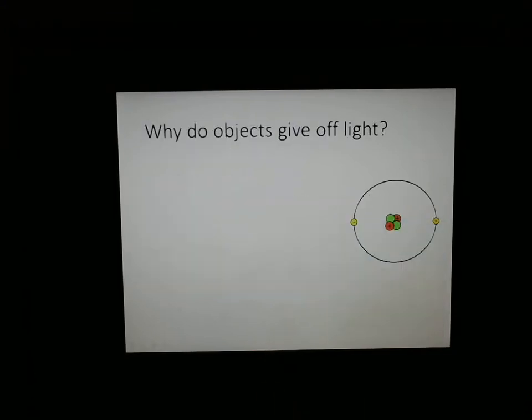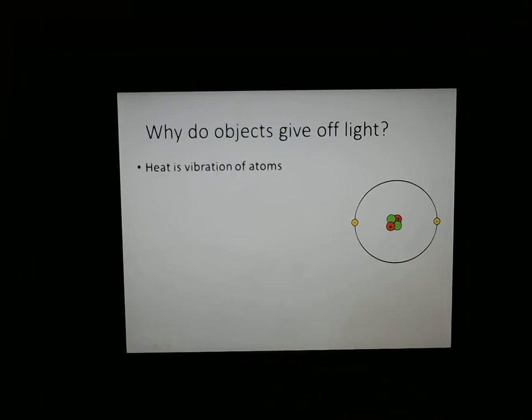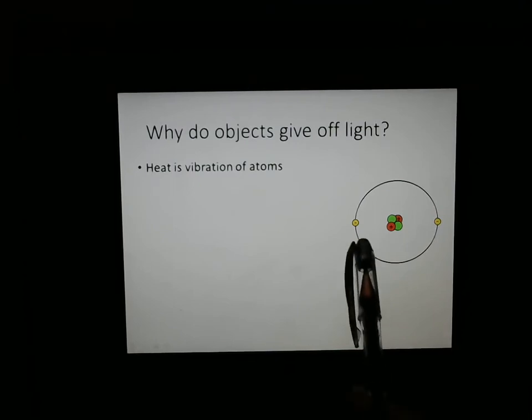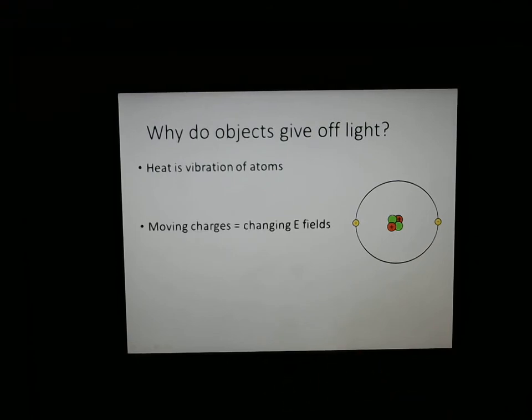So, why do objects give off light? Now, in our last video, we discussed that objects, as they have more heat energy, give off more light. What's heat? If we go back to Unit 3, Topic 1 at the start of this year, heat is the vibration of atoms. Now let's think about atoms for a second. As we can see here in our image, atoms have charged components. So they have a moving or changing electric field when they vibrate, because if we have a moving negative charge, then it will give off an electric field when it moves. Same with the positives. So a moving charge equals a changing electric field.